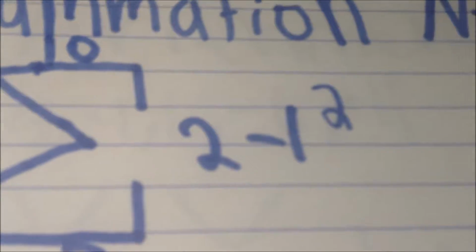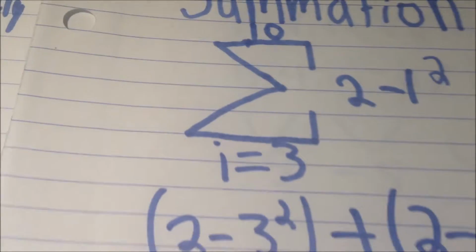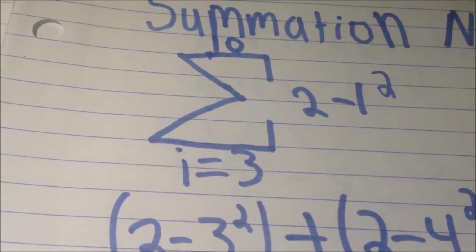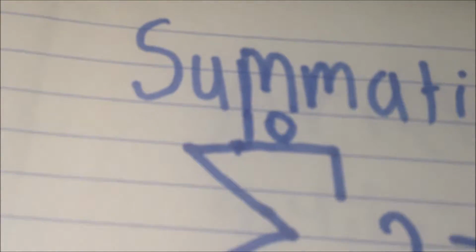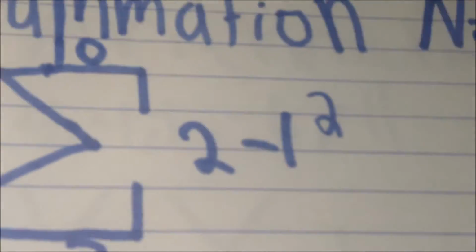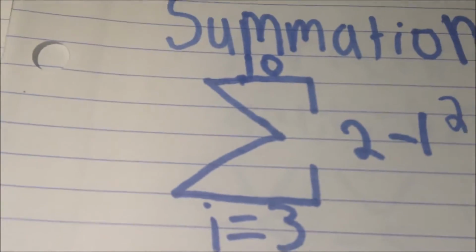So we're doing summation notation, and you see here, we're going to start off with a 10 on top, 2 minus i squared, and then i equals 3. Basically, we're trying to find the sum of 10 terms, which is 2 minus i squared, and they start from 3.